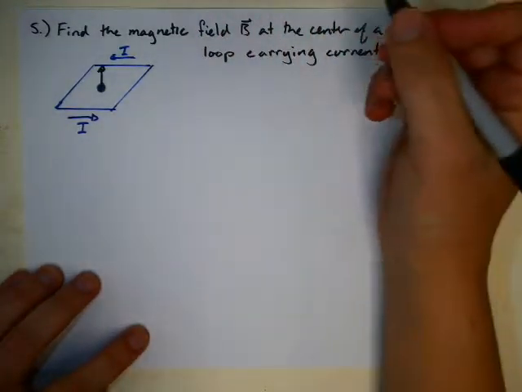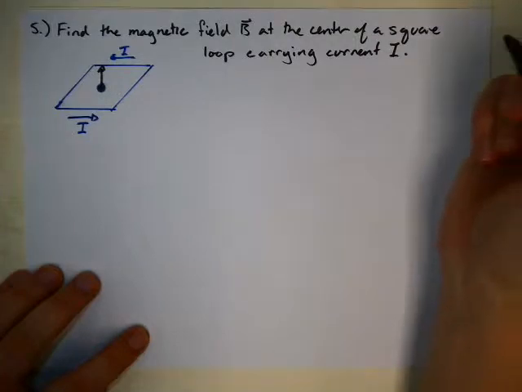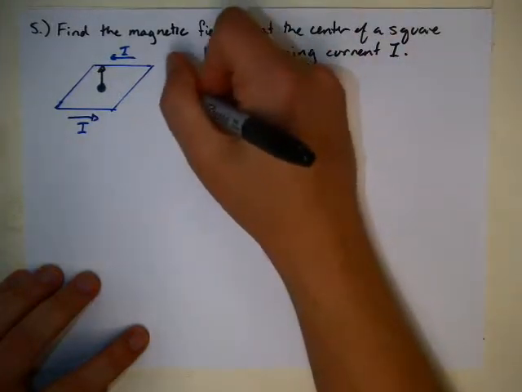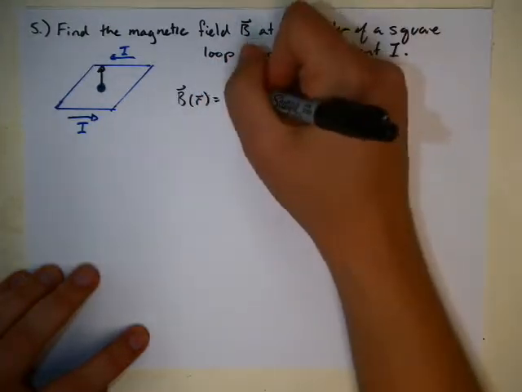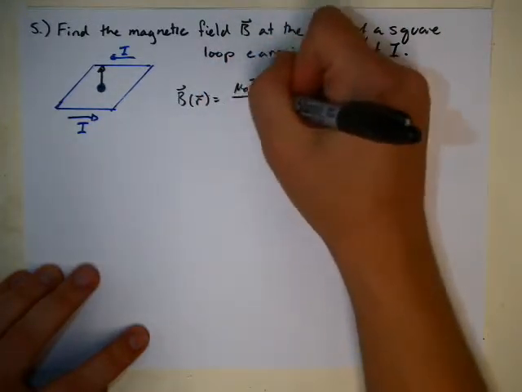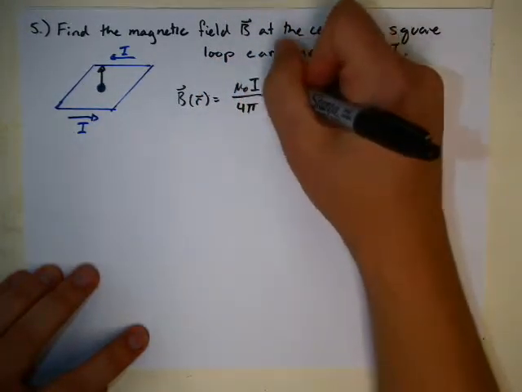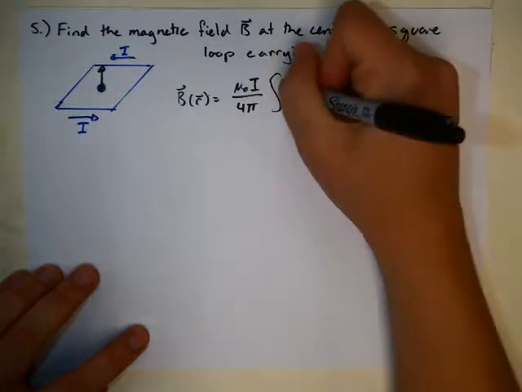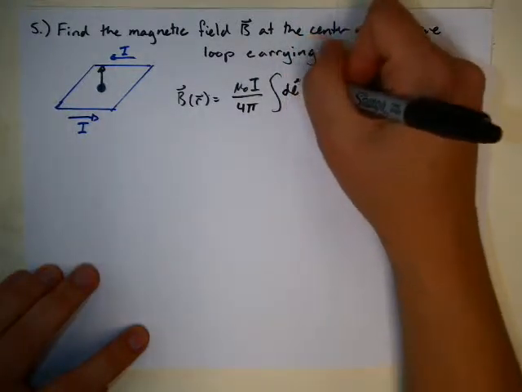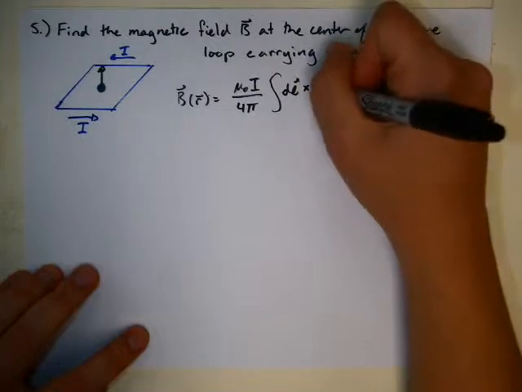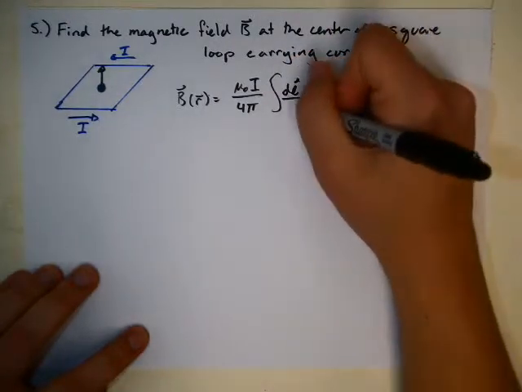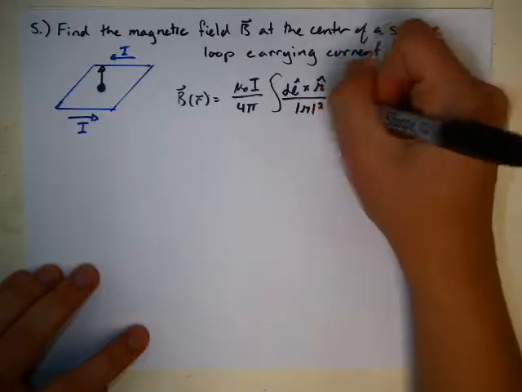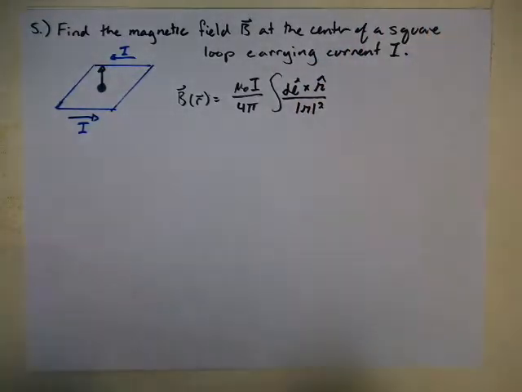What we want to use to calculate this is the Biot-Savart law. The Biot-Savart law says B, a function of r, is mu naught I over 4 pi, integral over wherever I'm integrating over, dl cross script r hat over script r squared. Okay, that's the expression that I'm going to be looking at.